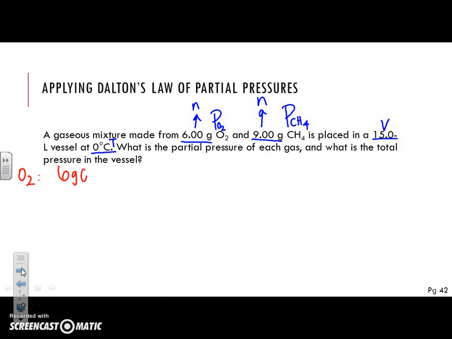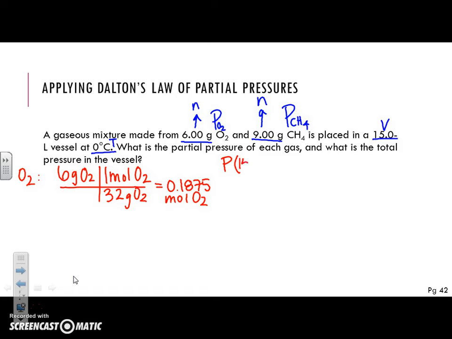I'll start with 6 grams of O2. The molar mass of O2 is 32 grams. I found that on my periodic table. And so this means that I have 0.1875 moles of O2. So now that we have our moles of O2, we're in a position to solve for the pressure of O2. So we're trying to find the pressure P. We know the volume, 15 liters. So I'm just using the ideal gas law here to find my pressure.